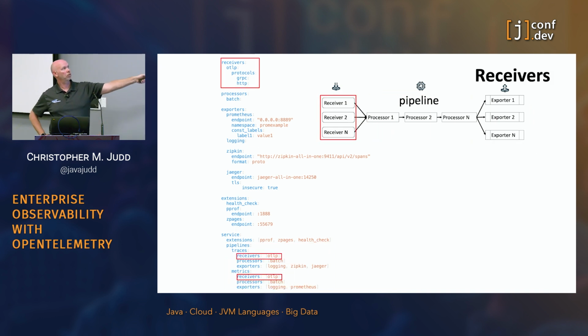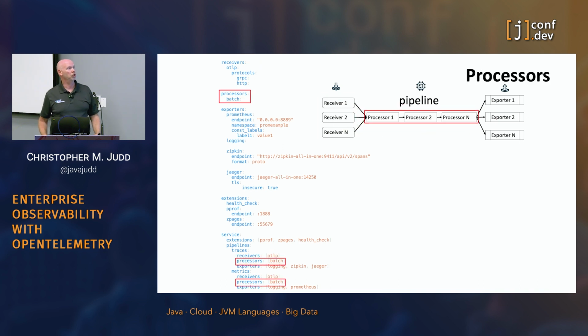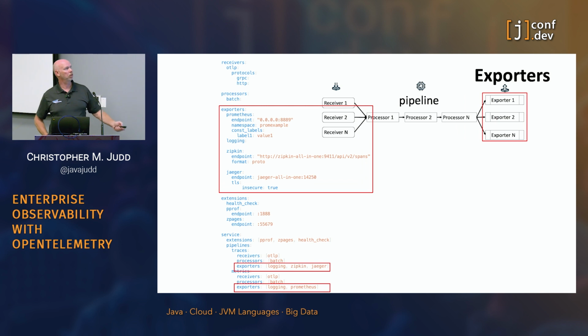So again, the receivers, we're just going to use one receiver here for OTLP, and we're going to accept both gRPC and HTTP. And our receivers are configured down here in our pipelines. For the processor, we just have one processor, which is that batch one, and it's configured down here as well, but you could have lots of different processors. And then exporters as well here. We have those 3, Prometheus, Zipkin, and Jaeger. We're pointing to where those are running and any configurations it needs.